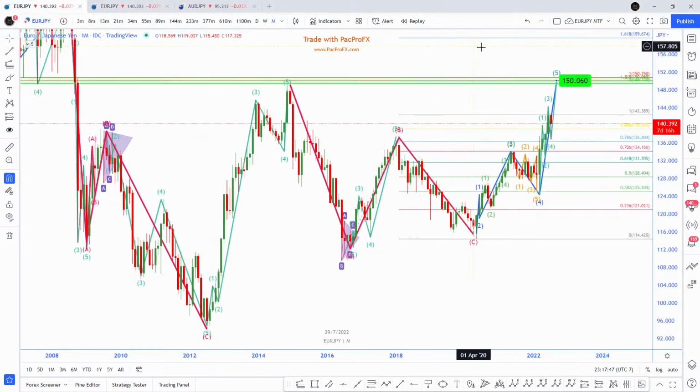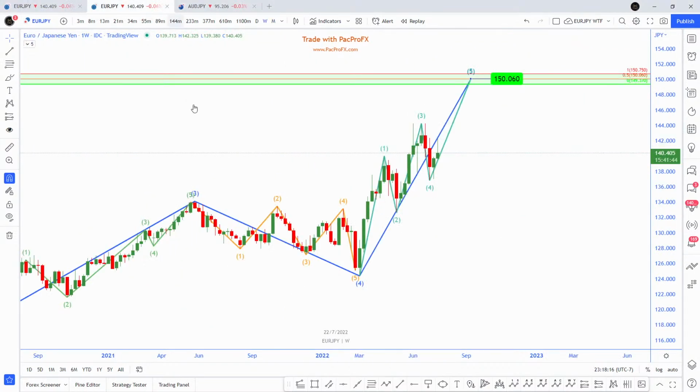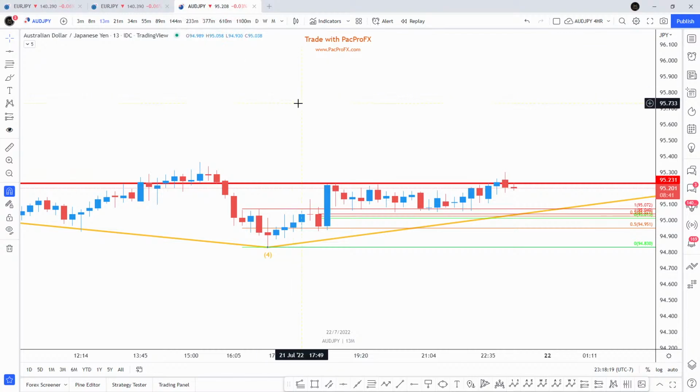Go back to Euro JPY. So yeah, I have 150. I'm pretty much straight on. Okay, good, good, good. And here comes all the people getting stopped out right here on Aussie JPY.